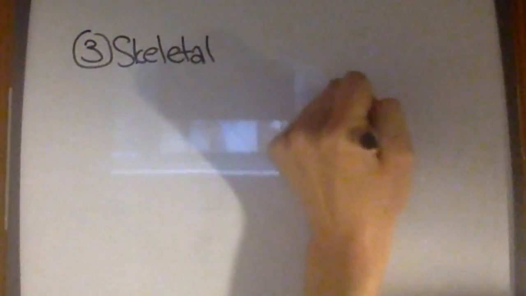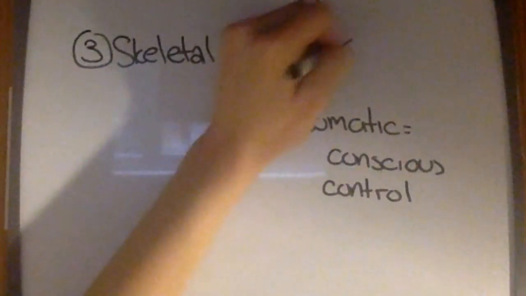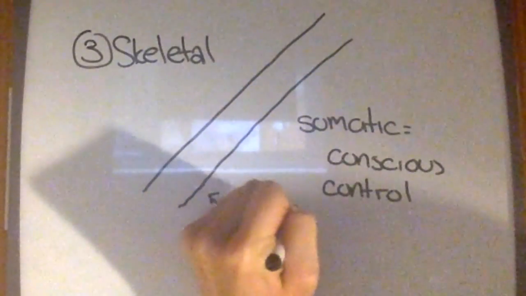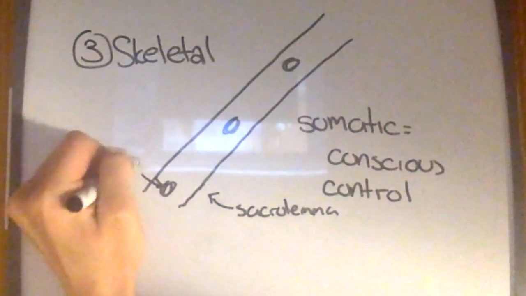It's like a team. The third muscle type that we're going to look at is called skeletal muscle. Skeletal muscle is controlled by your somatic nervous system, which means it's consciously controlled. Skeletal muscle cells are long and cylindrical. The cell membrane is called a sarcolemma. Skeletal muscle cells are multinucleated.